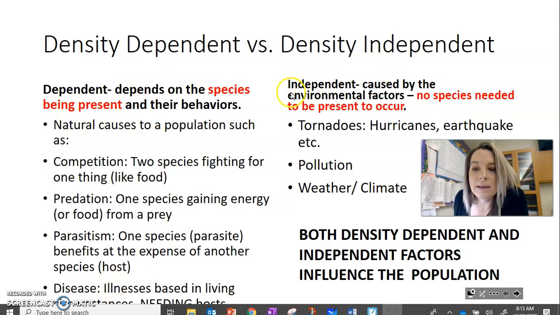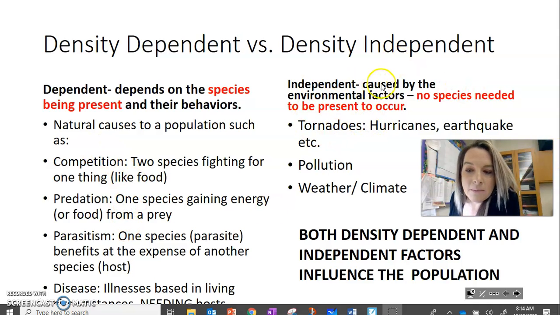When you go to density-independent factors that affect populations, because again, this is all about affecting populations. With competition, predation, parasitism, and disease, populations could potentially decrease. I hope you realize that. Density-dependent factors could make a population fall. Predators can overeat prey. They can also starve if they don't have enough prey, so they're going to fall. Parasites and disease cause a population to fall. Competition can cause a species to not win, which will fall.